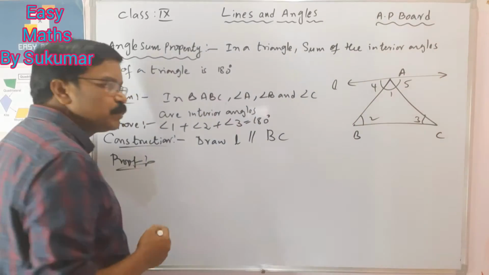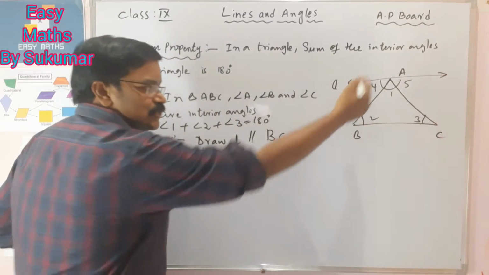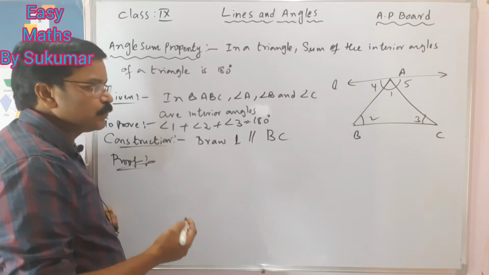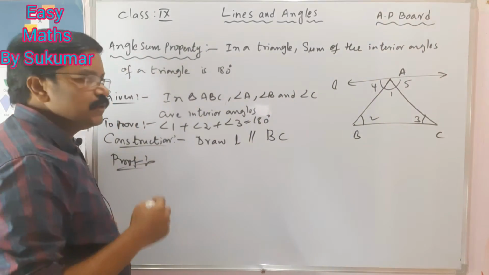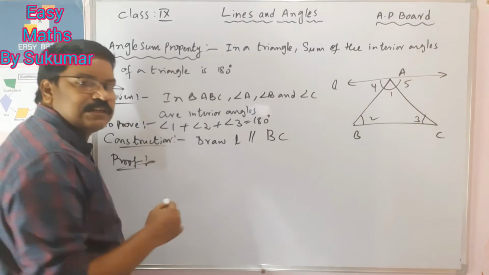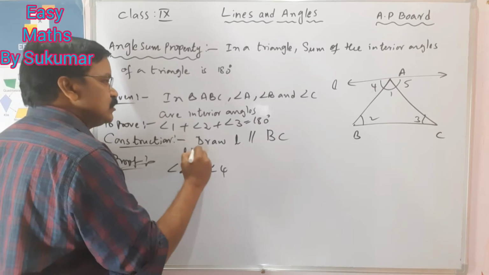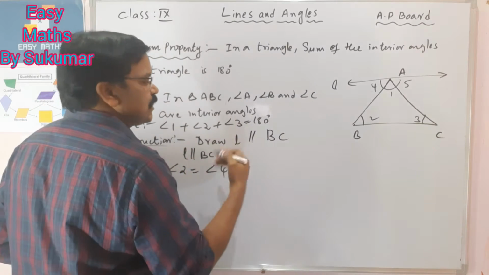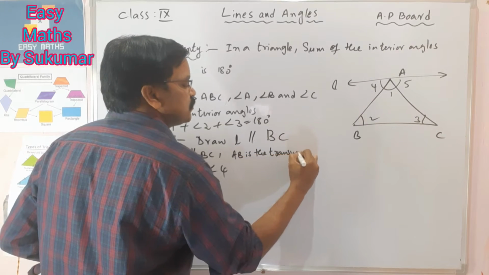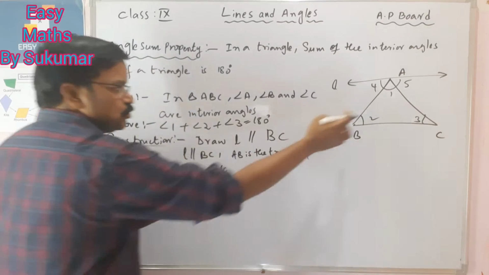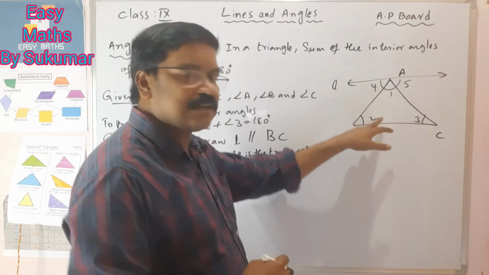Okay. Now coming to the proof here, L and BC are parallel. Just imagine AB is a transversal. L is parallel to BC and AB is a transversal. Therefore, angle 4 and angle 2 are equal, so angle 2 is equal to angle 4. Why? L is parallel to BC, and AB is the transversal. Why are they equal? They are alternate interior angles.